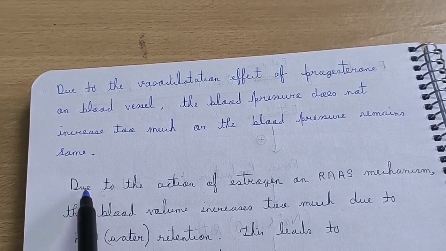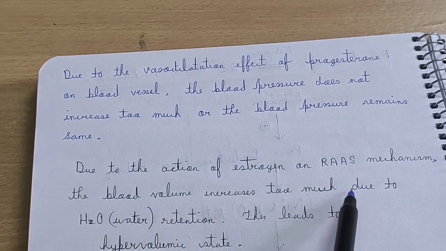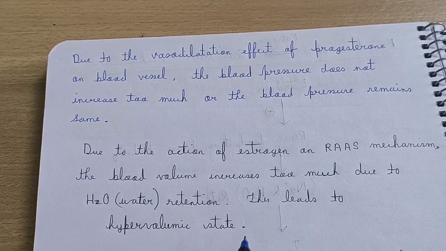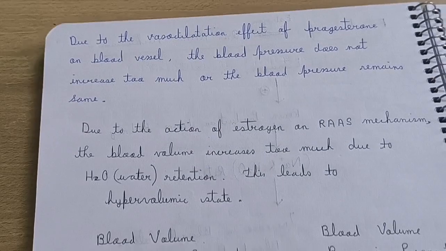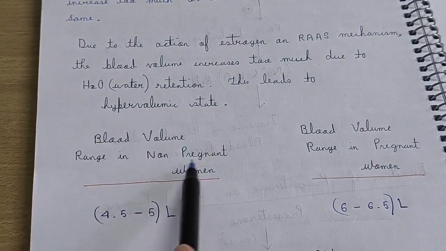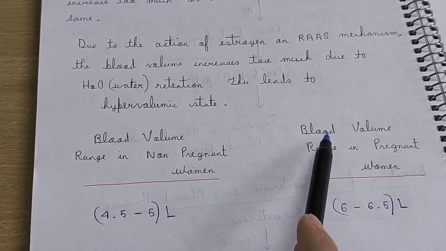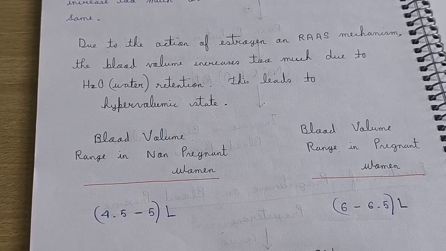Now, due to the action of estrogen on the RAS mechanism, the blood volume increases too much due to water retention, and this leads to a hypervolemic state. This is the main definition of hypervolemic state that I want to mention. This is the blood volume range in non-pregnant women, 4.5 to 5 liters, and this is the blood volume range in pregnant women, 6 to 6.5 liters.